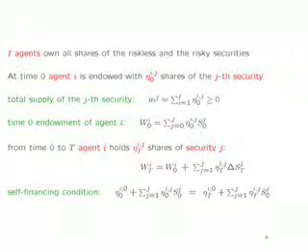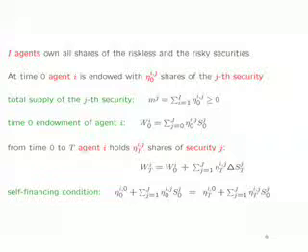Okay, now I'm going to introduce agents. So I want to have capital I agents. And I assume that these agents own all the shares of these assets. And also all the money in the economy is distributed among these I agents. Okay. And at time 0, the ith agent is endowed with eta ij0 shares of the jth security. Then the total supply of the jth security at time 0 is just mj. That's the sum of all these eta ij0s.